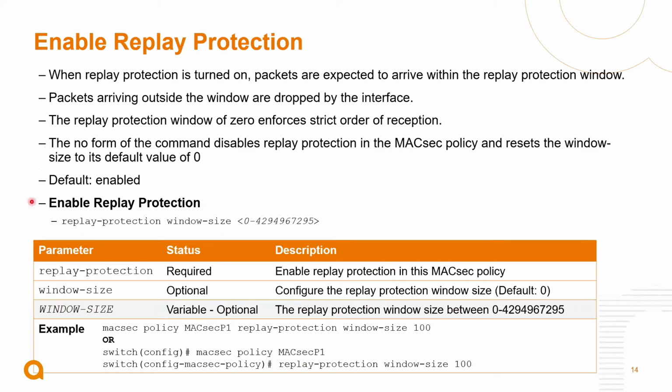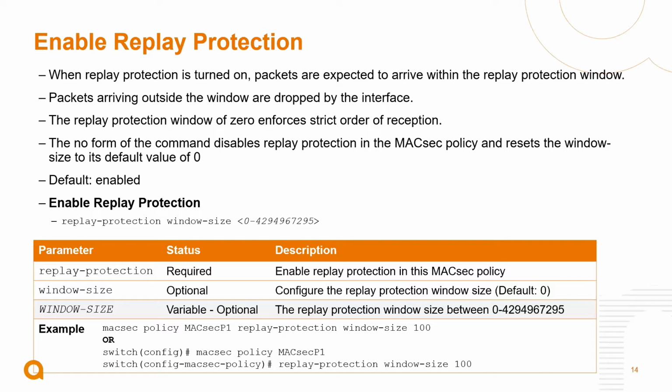Coming next, the replay protection part. Replay protection is a mechanism wherein you can tell the switch whether to accept out of order packets. Though MACsec is point to point, you can have multiple layer 1 hops between two MACsec endpoints that carry the packet. So if you want to allow out of order packets to turn up on the other side of a MACsec tunnel, you would want to turn off replay protection or turn on replay protection with a window size.